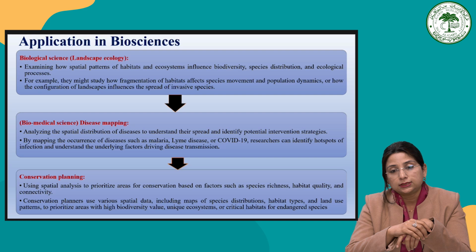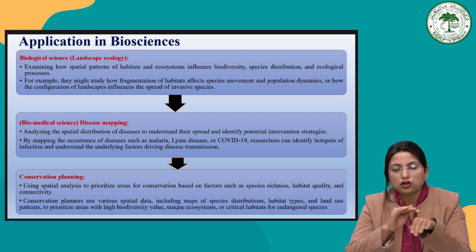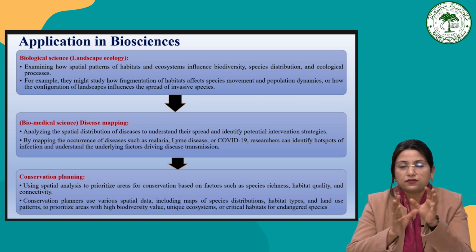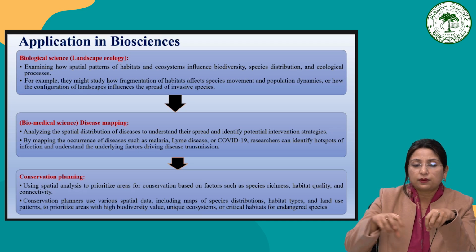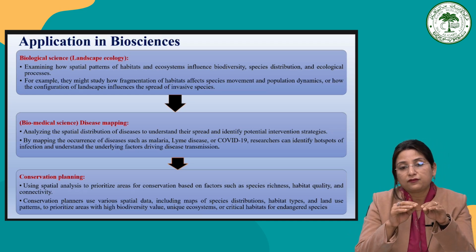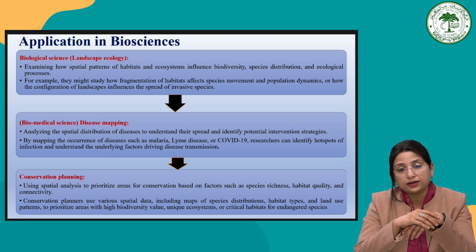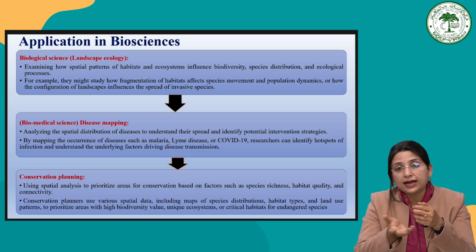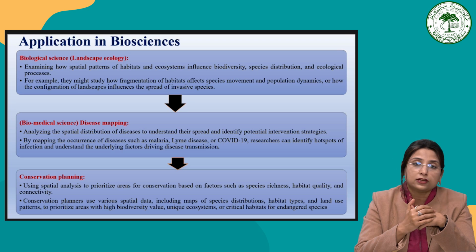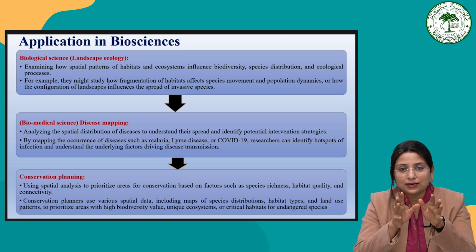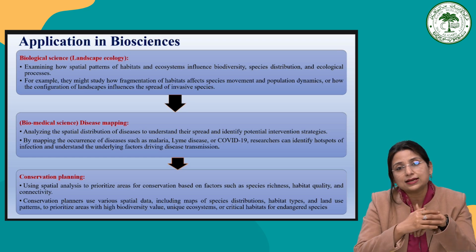For example, we might study how the fragmentation of habitats affects species movement and population dynamics. If we find certain habitats in fragmented form, how is this affecting species movement, and what are the population dynamics in different fragments? This can be analyzed through spatial analysis, and even how the configuration of the landscape influences the spread of invasive, meaning exotic, species can also be analyzed. So this is how we can use spatial analysis in landscape ecology.